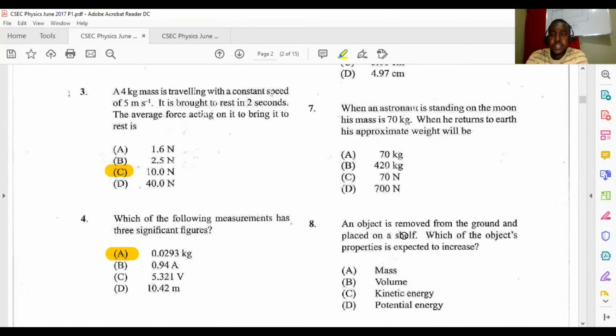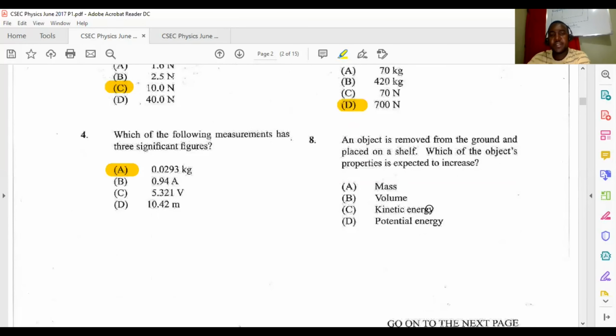When an astronaut is standing on the moon, his mass is 70 kilograms. When he returns to Earth, his approximate weight will be D. Great, because remember weight is mass times g. Mass is still 70 and g is 10, so we get 700.